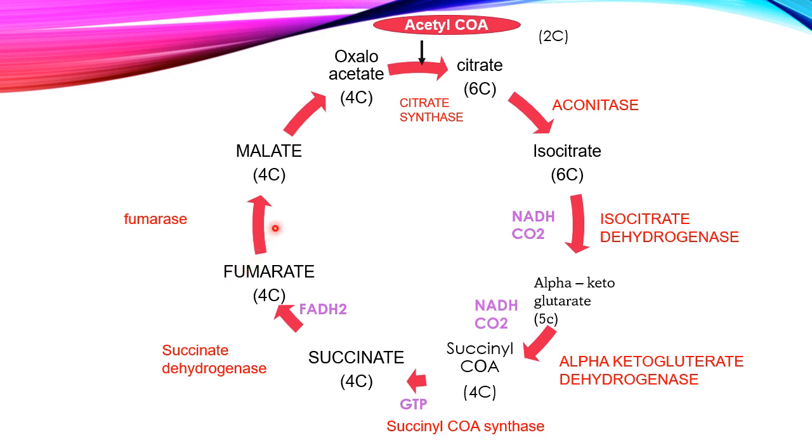Once fumarate is generated, it is converted into malate by the enzyme fumarase, which hydrates it by the addition of a water molecule to form malate. Malate now, in the presence of malate dehydrogenase, undergoes dehydrogenation to form oxaloacetate. Thus, there is NADH generation. There is no decarboxylation occurring here. Only dehydrogenation is happening. Therefore, only NADH is released over here. And once oxaloacetate is formed, the cycle again continues. I hope it is clear now.